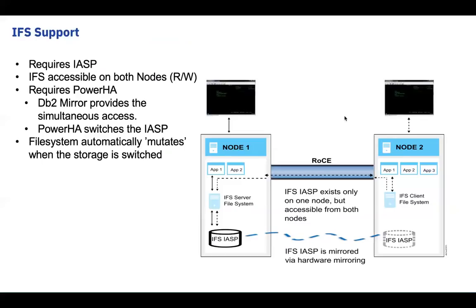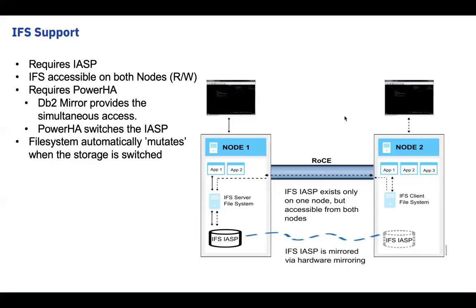So the third kind of major data type that we support is IFS, and IFS is built on top of PowerHA. It kind of extends where PowerHA leaves off. So if you look at how IFS would work in just a pure traditional PowerHA environment, you have your independent ASP, you have your file system in the independent ASP. That file system would only be accessible on the node that has the independent ASP varied on. On the other node, you would not be able to mount that file system and access those files.